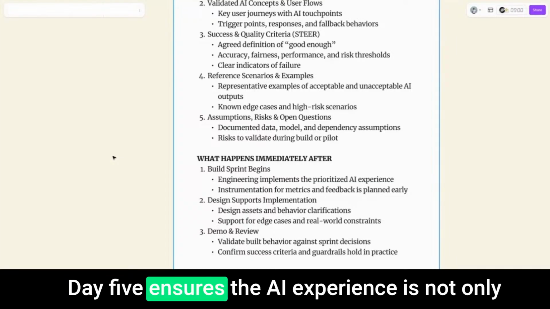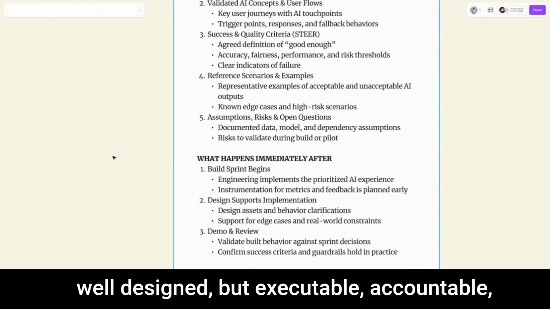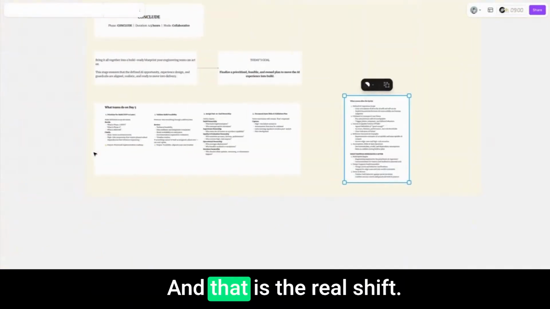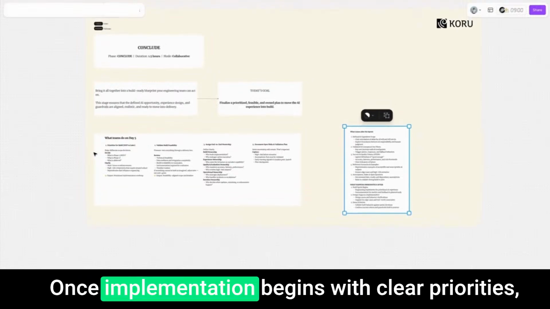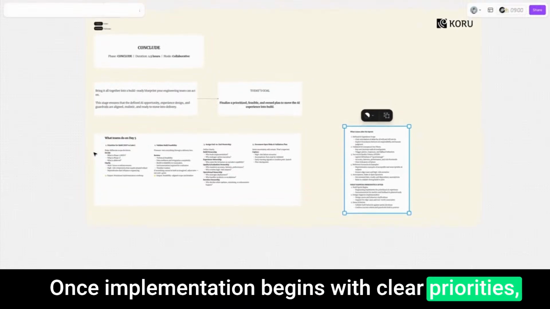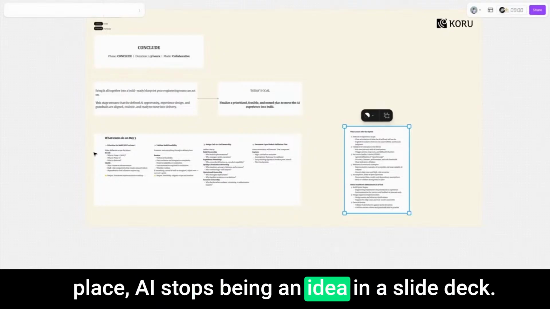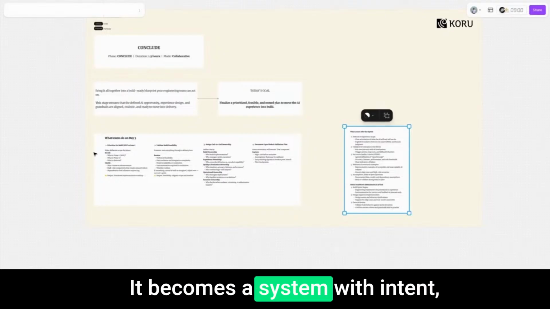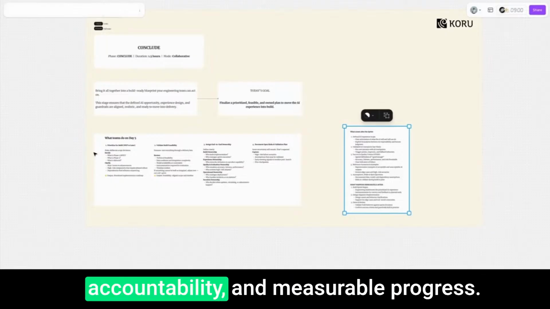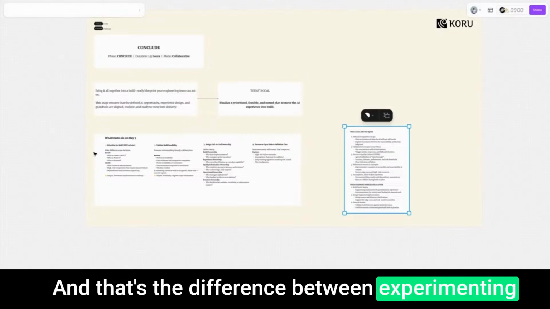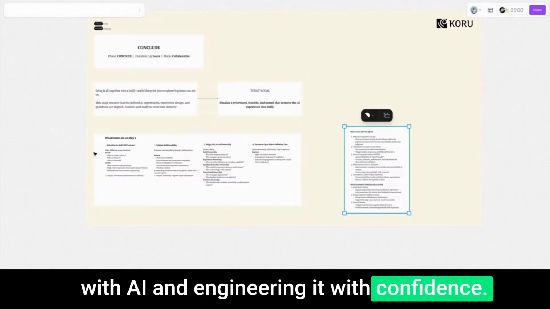Day 5 ensures the AI experience is not only well designed, but executable, accountable, and ready for real world deployment. And that is the real shift. Once implementation begins with clear priorities, defined guardrails, and instrumentation in place, AI stops being an idea in a slide deck. It becomes a system with intent, accountability, and measurable progress. And that's the difference between experimenting with AI and engineering it with confidence.